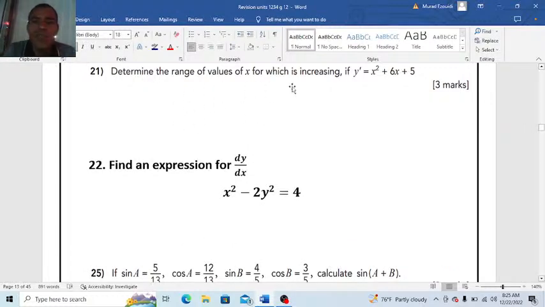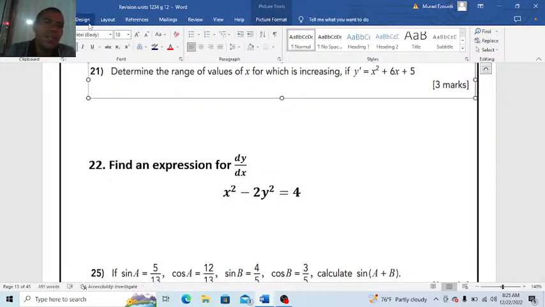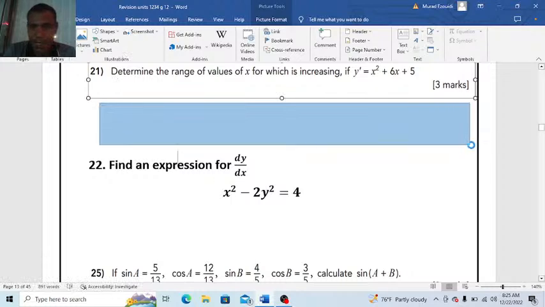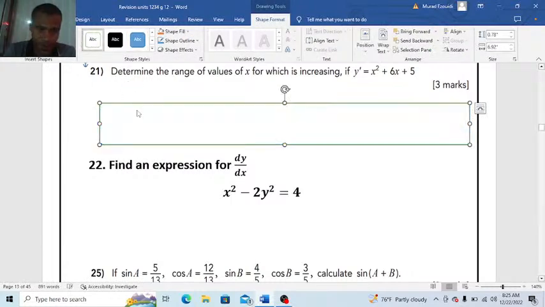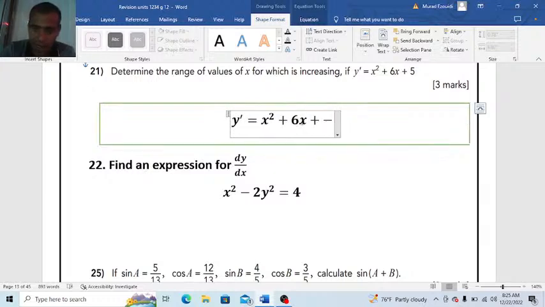Determine the range of values of x for which the function is increasing. Increasing function means that you are going to find the values of x for which your equation is increasing. It's easy here. My equation, learners, is y dash equals x squared plus 6x plus 5.